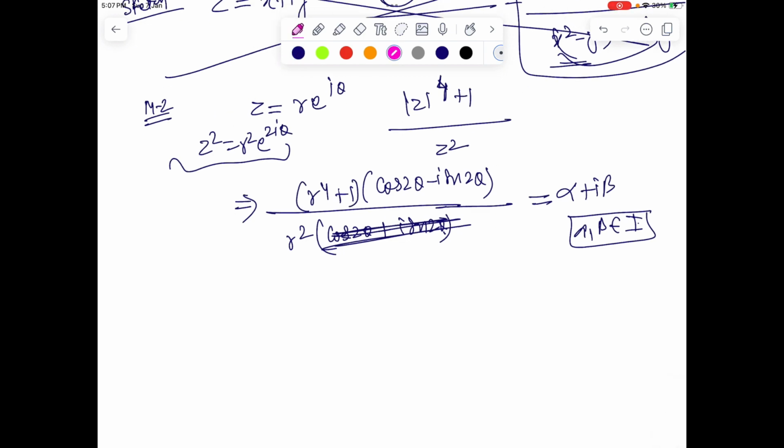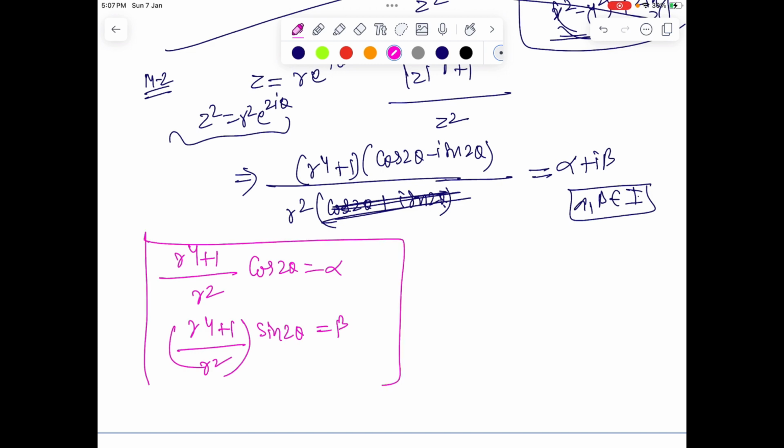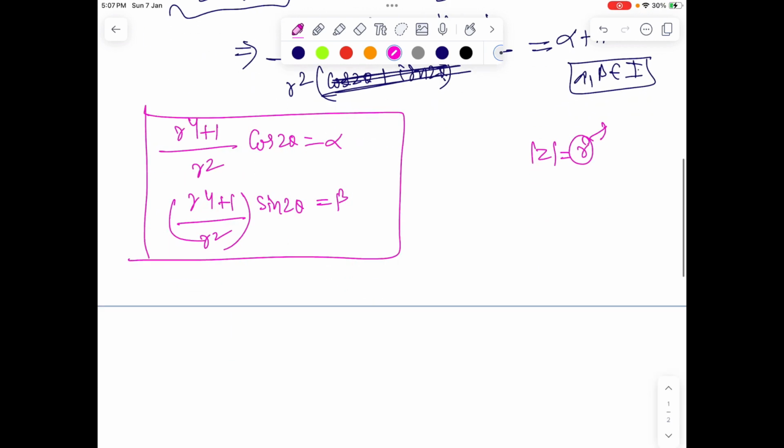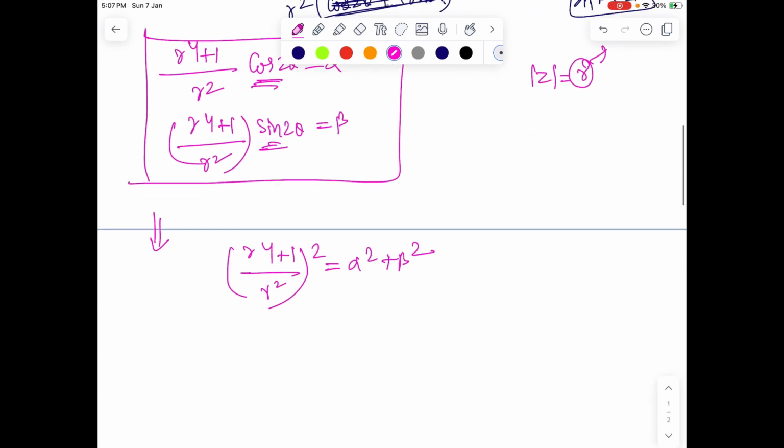So by equating, we'll get a fairly simple result, which is r to the power 4 plus 1 over r square cos 2 theta equals alpha, and equating the imaginary part, r to the power 4 plus 1 over r square into sin 2 theta equals beta. Now obviously we are asked to find the possibilities for mod z, which is the possibilities for r. So it's natural to eliminate theta from the picture. So we'll square and add. So r to the power 4 plus 1 over r, whole square, times cos square theta plus sin square theta, which is 1, equals alpha square plus beta square. This is what we get by eliminating theta.